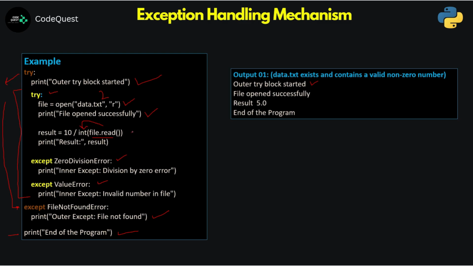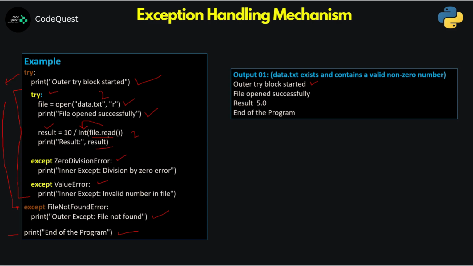So I'm getting 2 over here. So 10 by 2 is a normal division, so it's going to give us 5.0. So result is going to carry 5.0, and hence when I'm printing this result value, I get 5.0.